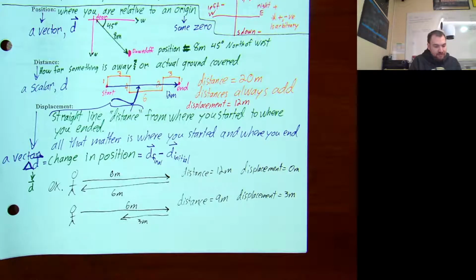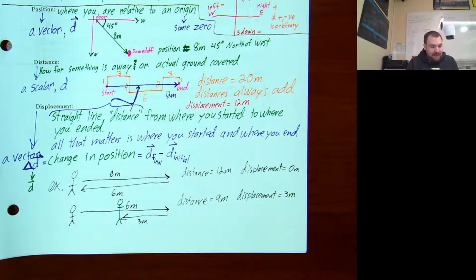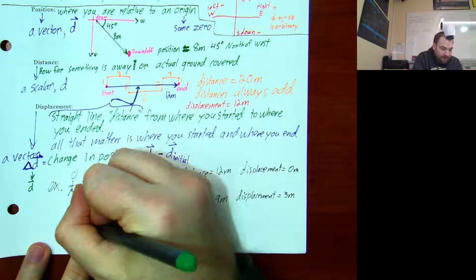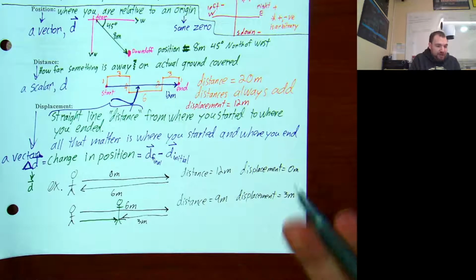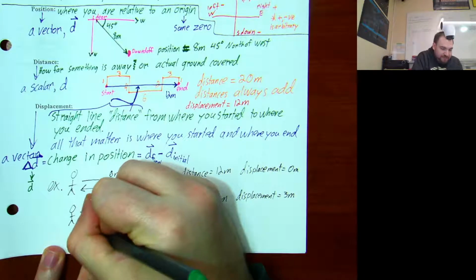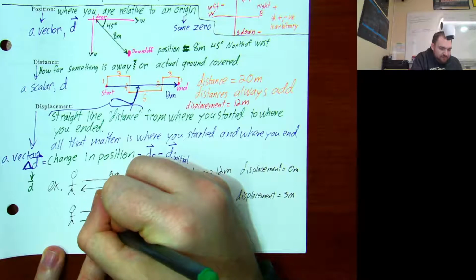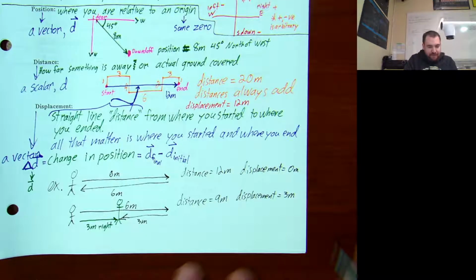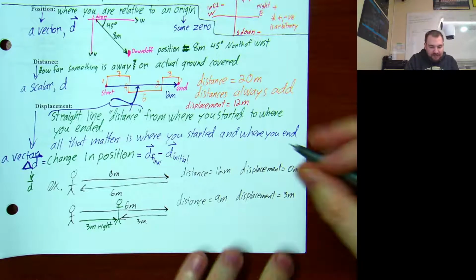He was here. This is where he ended. Which direction did he end at relative to where he started? Yeah, from what you're seeing and what's on my paper, how we're all going to draw this, his displacement is 3 meters, and that arrow is pointing to the right. So we have to include that in our quoting of displacement. Displacement is 3 meters right.